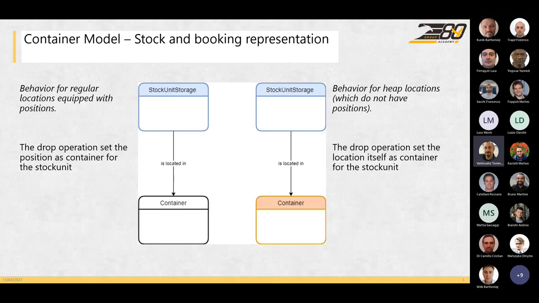Of course, I would like to point out that in this table, stock unit storage, there is at least one record for a stock unit. We no longer have the booking flag like stock unit position, because they are different tables. Is it clear enough?